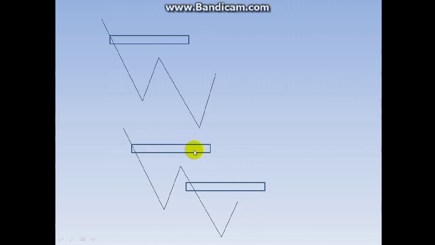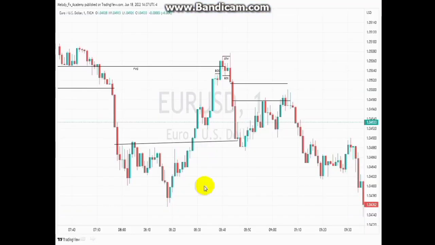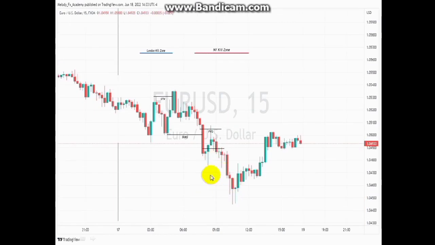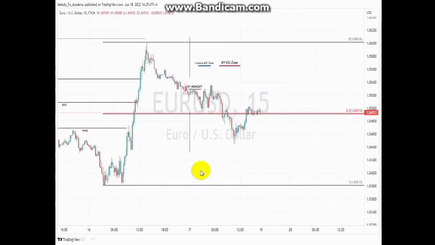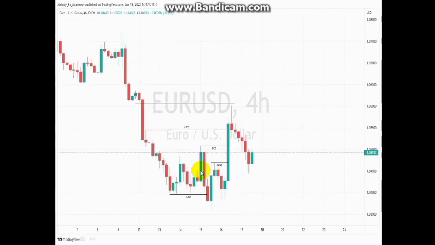Then you can look for new entries at this higher fair value gap, to go down even further. Or you can, obviously, if you have this break of structure, just like you see in this example we had, it is almost the same kind of scenario, a similar scenario.